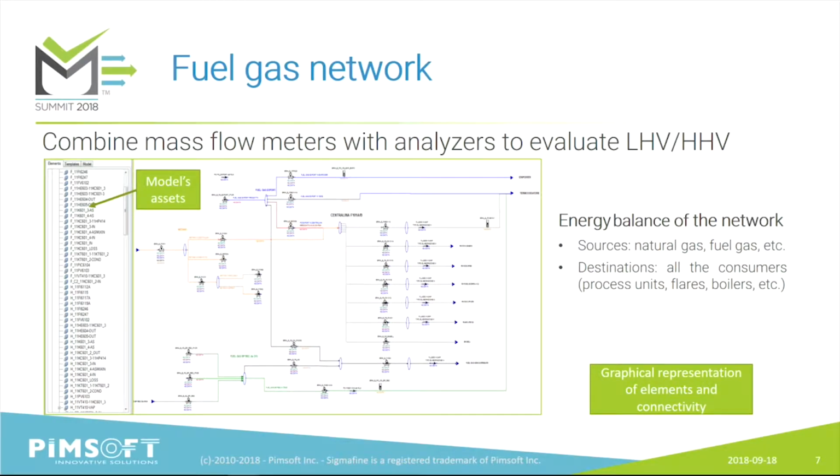Here's a basic example of a Sigmafine model applied to a fuel gas network. Here we have each asset represented by standard Sigmafine templates in a process book model display. We have a model that represents your network starting from your sources. That could be natural gas from outside your plant or fuel gas that your plant produces, going to nodes where your sources can mix together, and finally moving towards your destinations or your shipment points, exiting your plant or your refinery and going towards consumers where the fuel can be consumed.